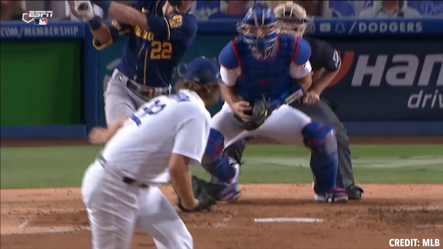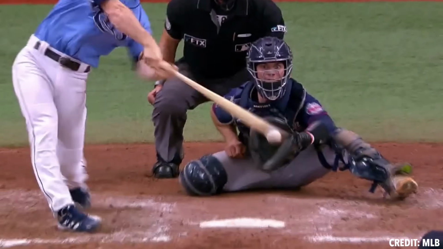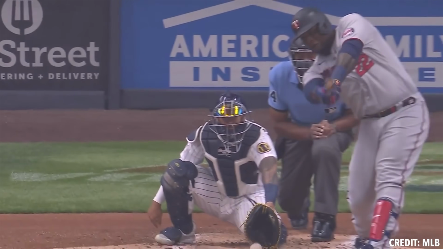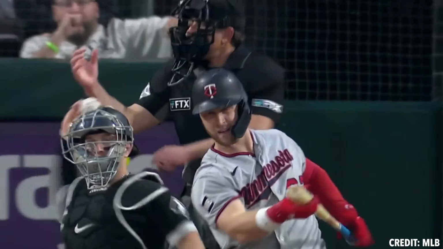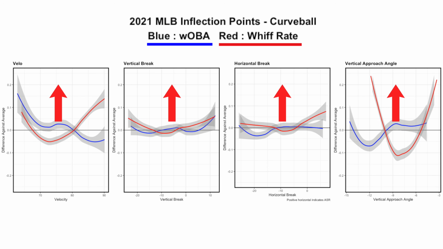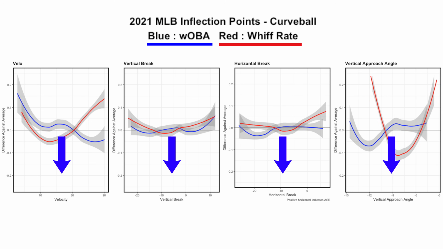So looking at our inflection points here, I'm going to walk through curveballs, what really dictates this pitch's success, what should the profile, the shape be like, and really how can we make this pitch a little bit better and see it perform in game. So again, we want whiff rate, this red line, to be above average. We want to see this WOBA line in blue go below average, and that's our parameters for evaluating this pitch type.